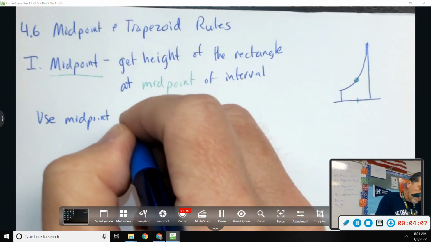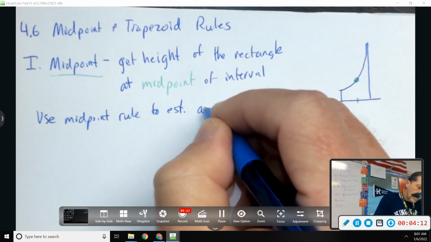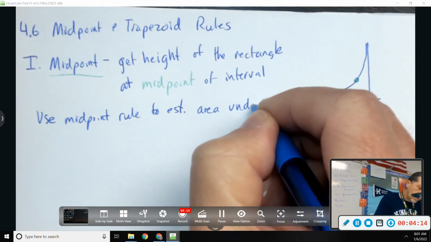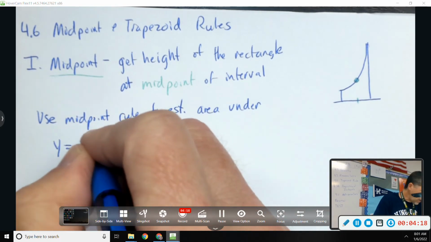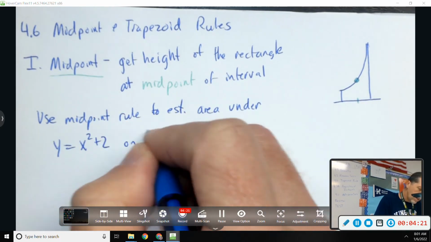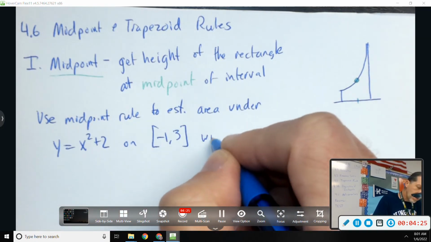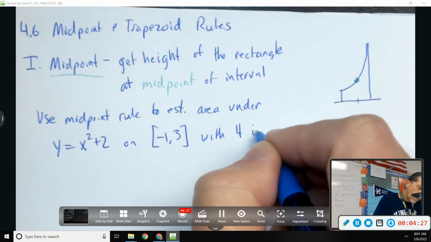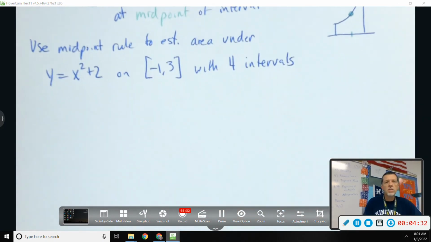All right, let's use the midpoint rule to estimate the area under y equals x squared plus 2 on -1 to 3 with 4 intervals. X squared plus 2 from -1 to 3, 4 subintervals.